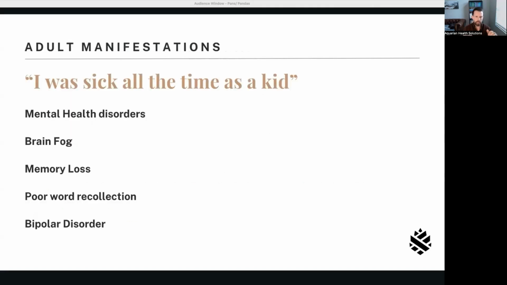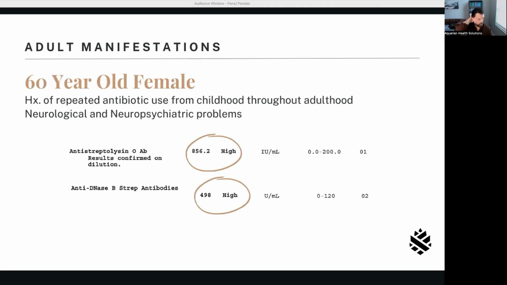Usually what this looks like in adults is they'll say, "I was sick all the time as a kid. I was on a whole bunch of antibiotics when I was a kid. I had chronic ear infections, chronic throat infections, all these things." And when we fast forward into them being adults, they have mental health disorders, they have severe brain fog, memory loss, poor word recollection, they might have bipolar or other neuropsychiatric diagnoses to go along with this. I wanted to just showcase this for you guys.